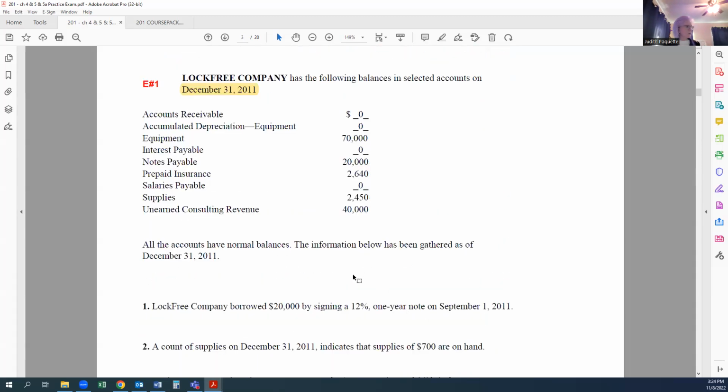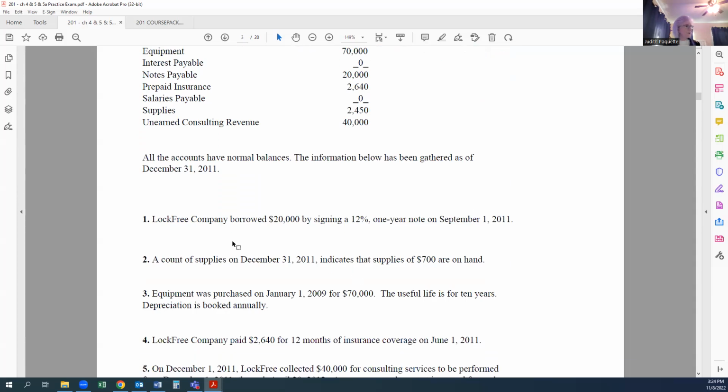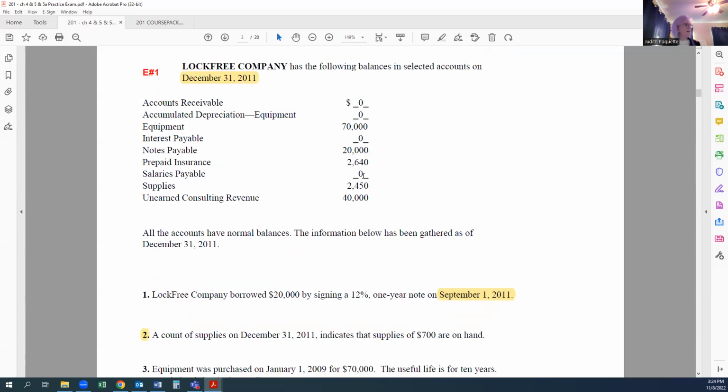All the accounts have normal balance. Okay, so let's go to, they borrowed 20,000. They signed the note on September 1st. This is what the trial balance says. And so what's the journal entry for this? Not dollar amounts, just what is, you got 7 journal entries. Which one is it for this one? And go ahead and put it in the chat or call it out.